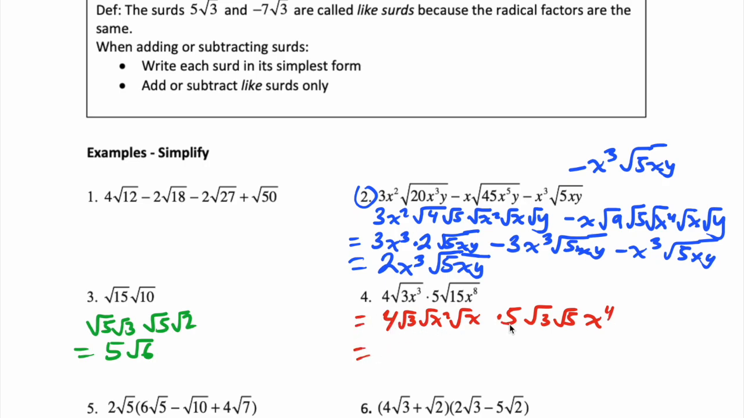And now you can multiply all this together. You've got 4 times 5 is 20. Then you're going to get a 3 as well. So 3 times 20 is 60. And then we've got, this is root x squared. And root x squared is x. x times x to the power of 4 is x to the power of 5. And then the third part is going to be root 5x.